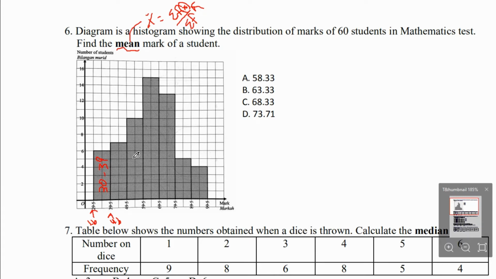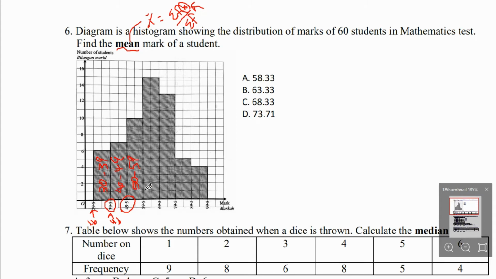Okay, for the second class, this becomes the lower boundary and this becomes the upper boundary for the second one. So this will be lower boundary plus 0.5, so 40 to 49. For the third class, this will be the lower boundary, this will be the upper boundary. So 49.5 plus 0.5, 50, to this one upper boundary, we minus 0.5, 59. Okay, can do for the rest.